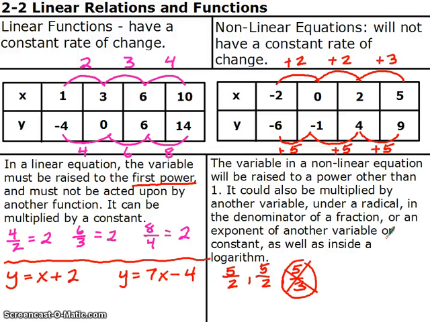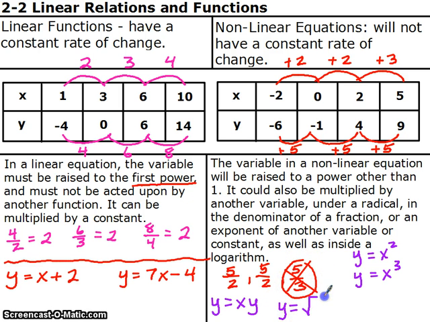All right, so a variable in a nonlinear equation would be raised to a power other than 1. So something like y equals x squared, not linear. y equals x cubed, any exponent makes it not linear. Some other things that you might see, it could be multiplied by another variable, y equals xy. That wouldn't be linear. Under a radical, a square root, so y equals the square root of x is not linear. Denominator of a fraction, y equals 1 over x. Even though x is only raised to the first power, if it's in the denominator of a fraction, then it's not linear, it's something else.